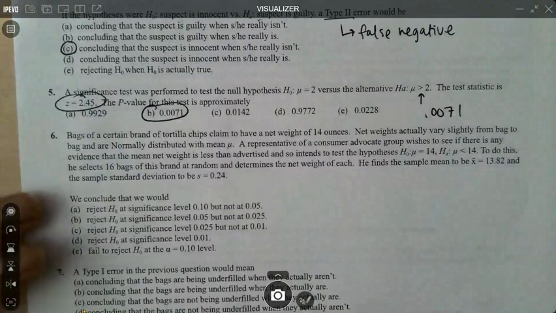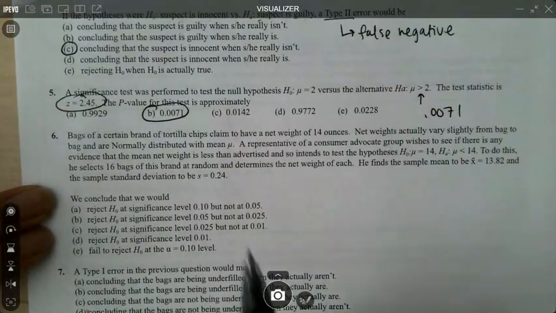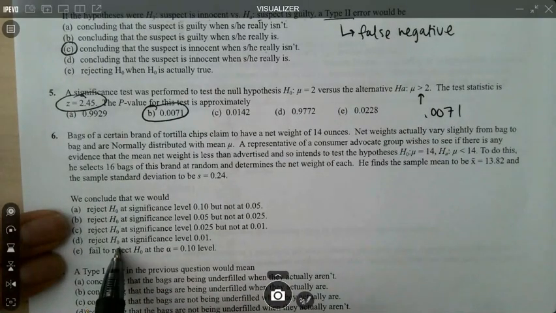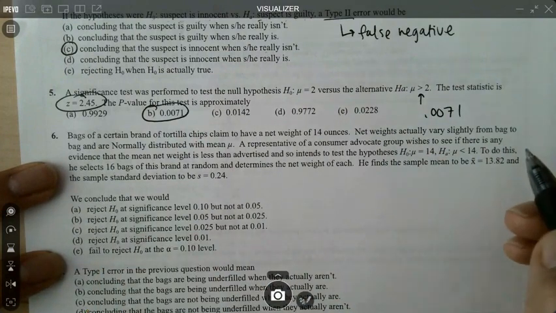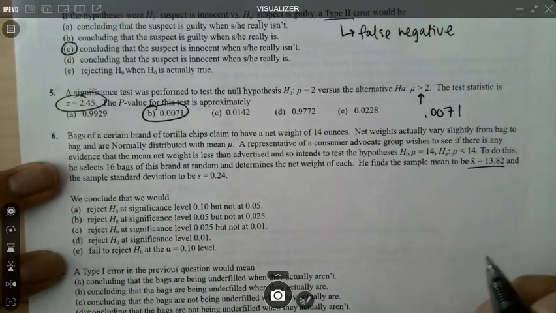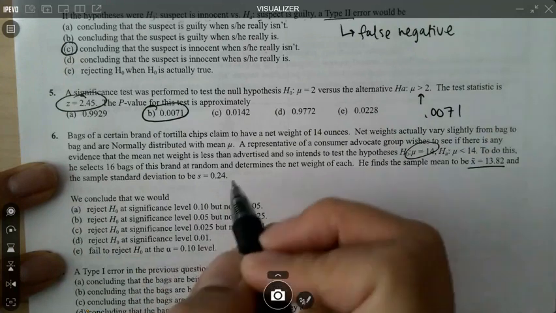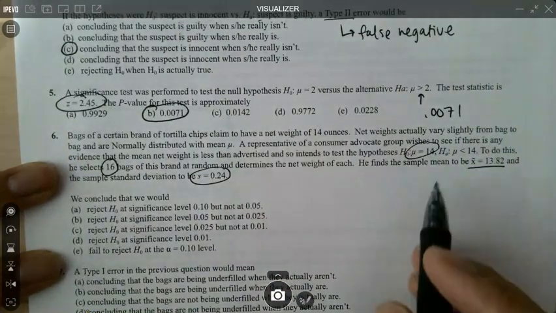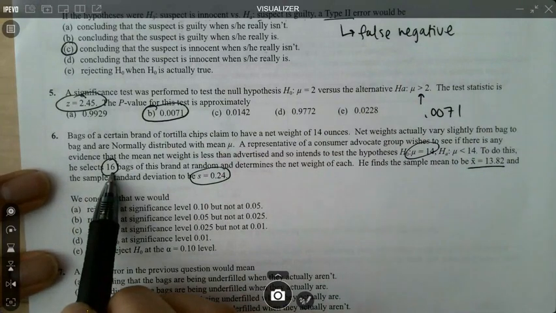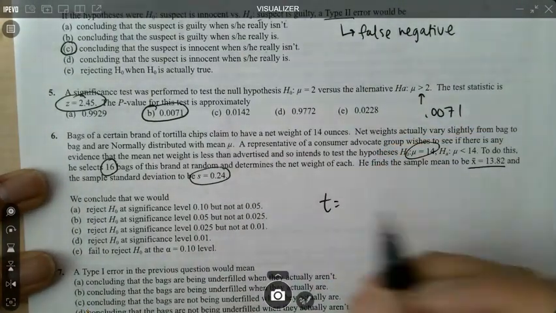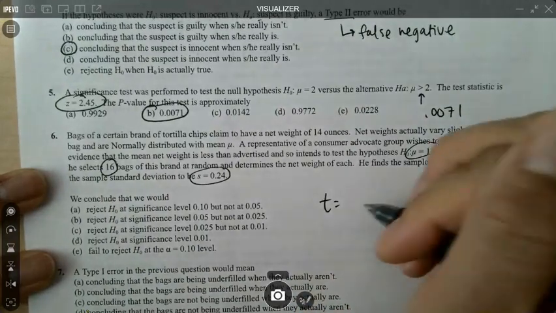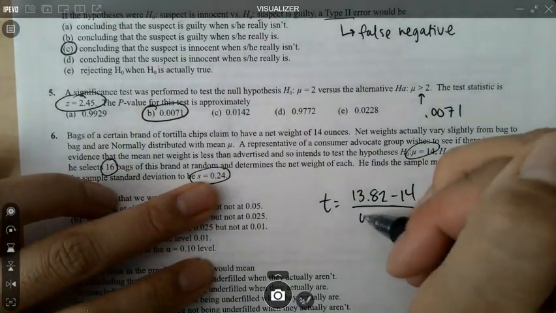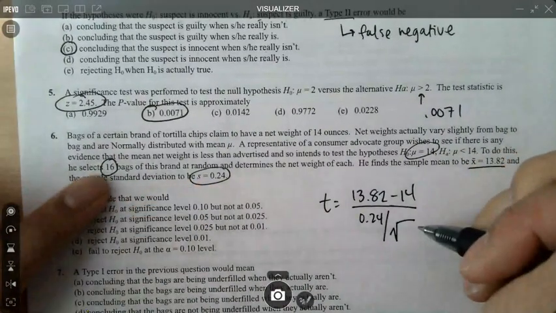All right. Question number 6. In this case, we're basically trying to determine what decision we're going to make based off the p-value. So let's see. We're given x bar. We're given mu. We're given the standard deviation. We have n. So first thing we're going to have to do is find our test statistic. Well, since our sample size is less than 30, we know that we're going to be using t. And to find t, it's going to be x bar minus mu, so 13.82 minus 14, over s, 0.24, over the square root of n, which is going to be 16.